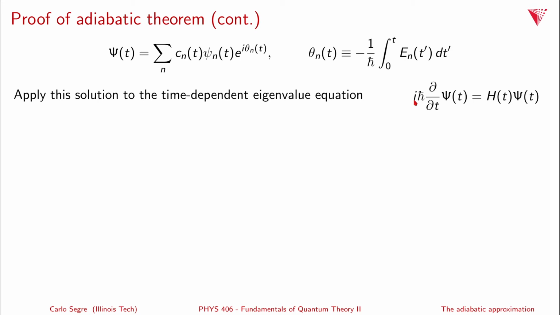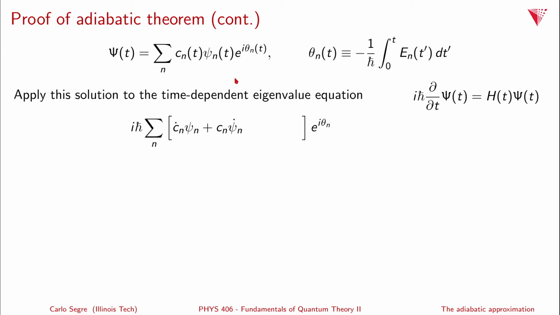Remember, the time-dependent eigenvalue equation is i h bar, partial with respect to t, psi of t, is equal to H of t, psi of t. Well, we now have to take the time derivative of the left side. Each of these has time dependence, so we're going to have three different terms. The first term is c sub n dot of t, psi sub n, and then we have e to the i theta sub n of t. I've dropped the t's just to make it a little shorter. Then we have c sub n, psi sub n dot, so the time derivative of psi sub n, times e to the i theta sub n.